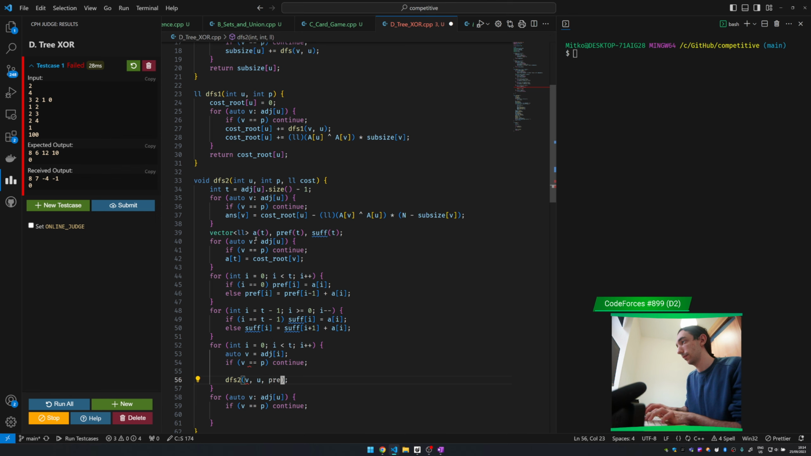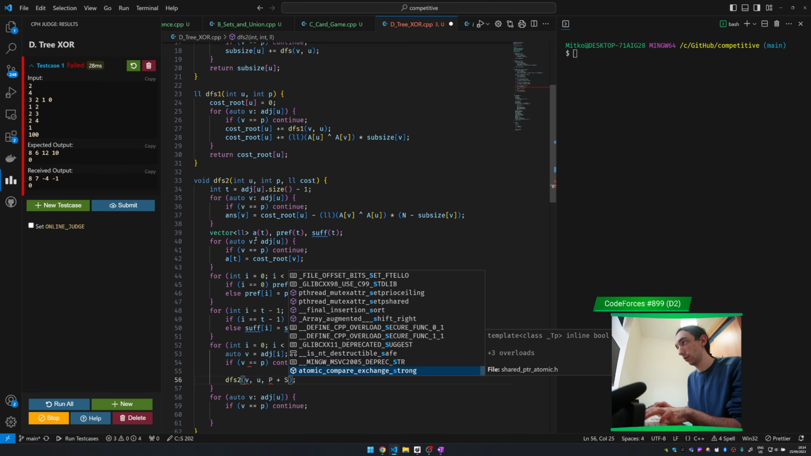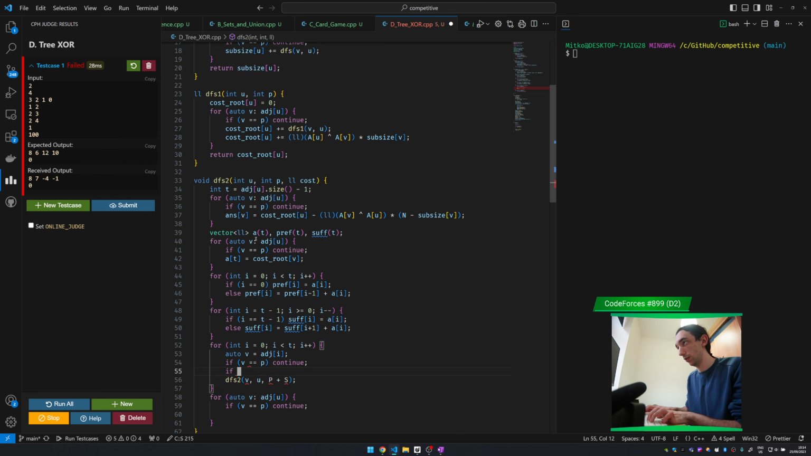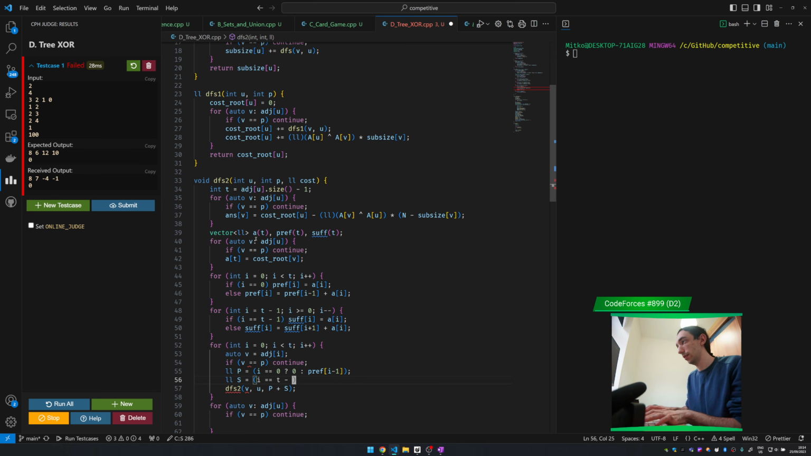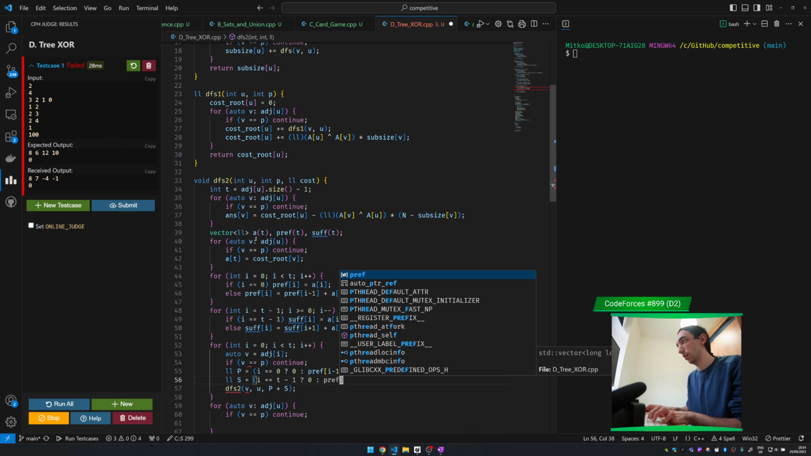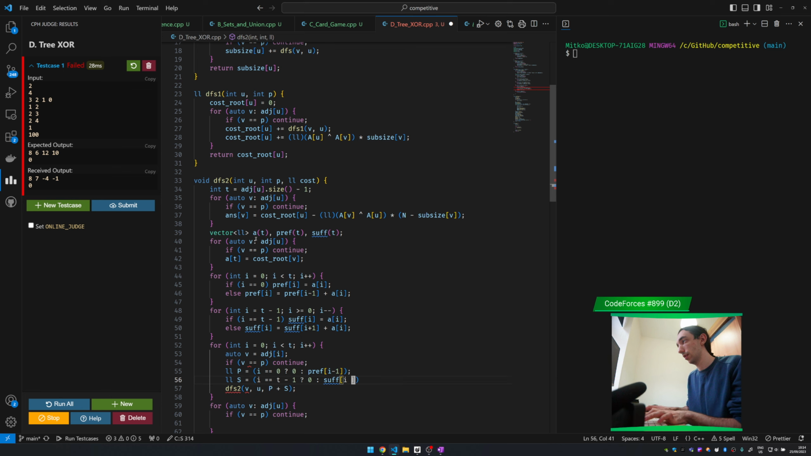Cost is p plus s, and then if p, so int p is I, 0, otherwise it's prefix I minus 1. Actually, if I is t minus 1, then it's 0, otherwise suffix I plus 1. So we have this. We then propagate the cost down.